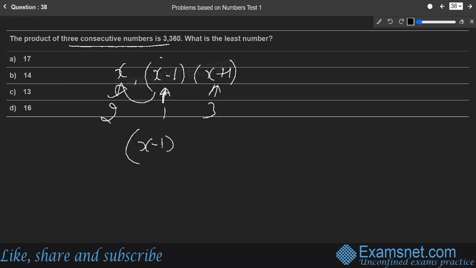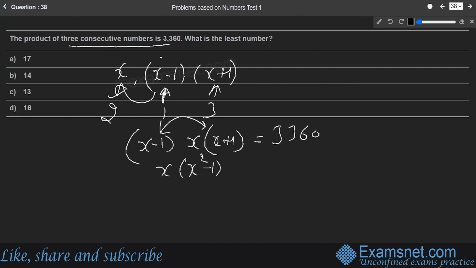x minus 1 multiplied by x plus 1 is actually equal to 3360. If you multiply that together, (a minus b)(a plus b) is always a square minus b square, so it's x into (x square minus 1) is equal to 3360. Now, this is the expression that we have. Now we have two choices. Rather, we can make an equation in terms of x cube.